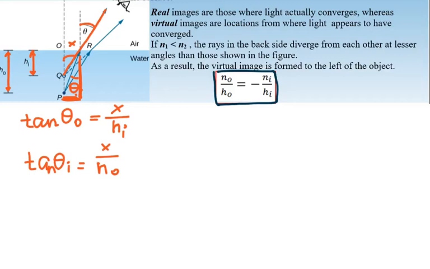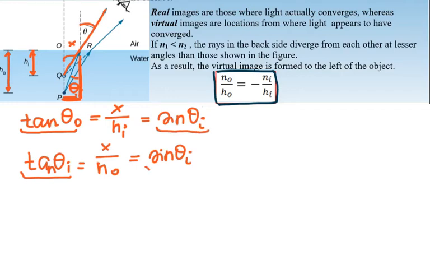And because the difference between these two angles is so little, we say that the tangent of small angles is equal to the sine of the small angles, and you can try this in your calculator. So this would be the sine of theta incident. For small angles, your sine is equal to tangent. You can do sine of 1, sine of 2, sine of 3, and check that the numbers are very close.